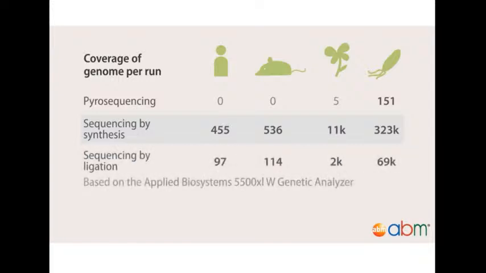The sequencing by ligation method also generates enough coverage for all genomes to be used. However, it isn't capable of generating nearly as much output as the Illumina HiSeq machines.